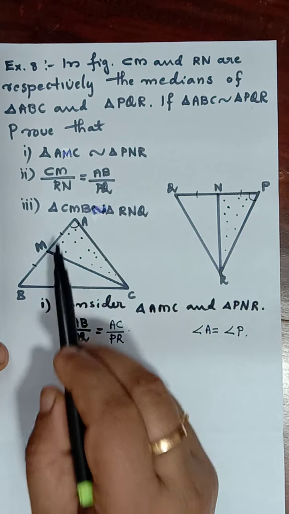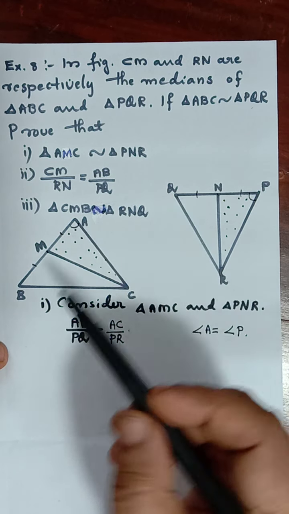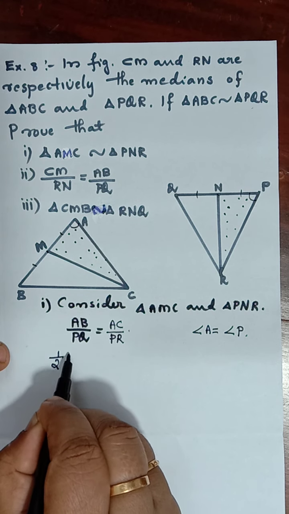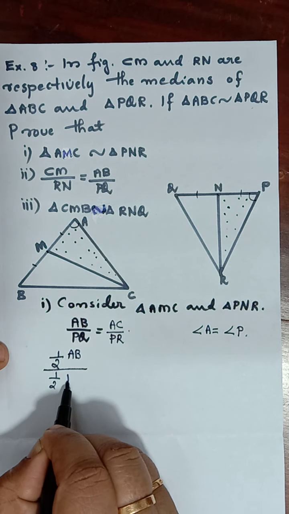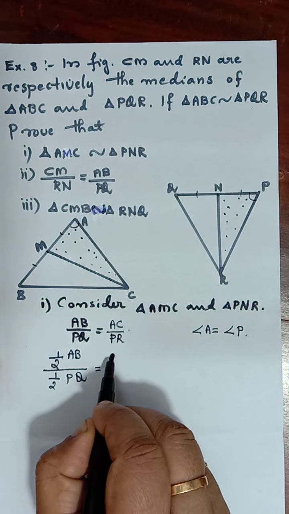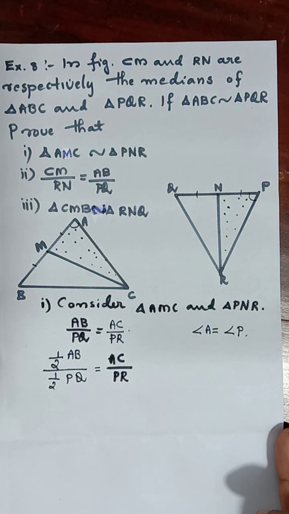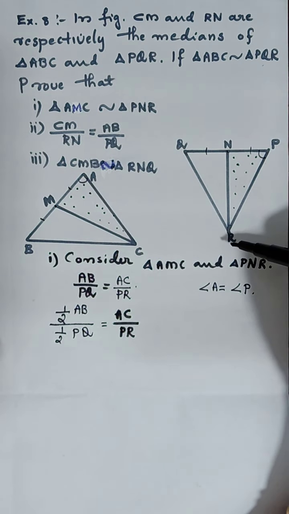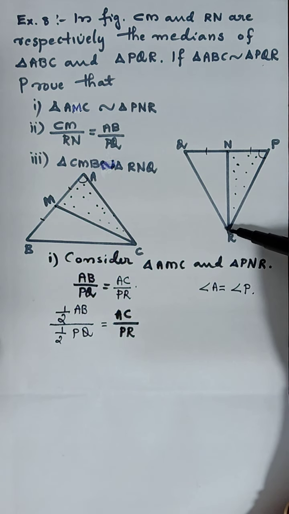Here, actually AB and PQ we do not want. What we need? We have to take half of it. So let us multiply by half on both sides: half AB by half PQ, that will be equal to AC by PR. Here we don't want to multiply, because here we need AC and PR completely. AC is a part of the shaded triangle, PR is also a part.